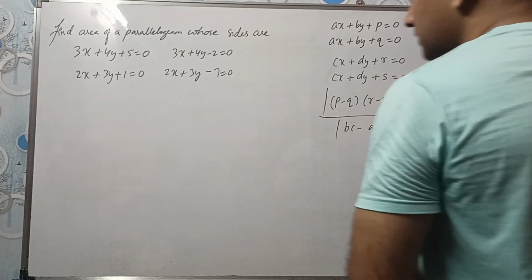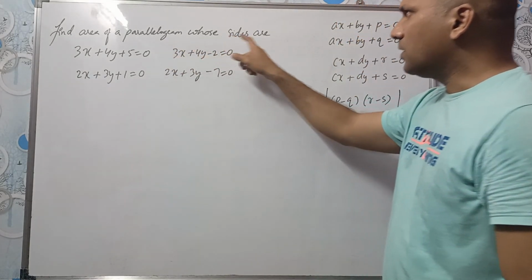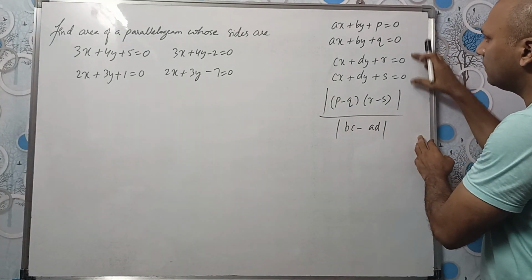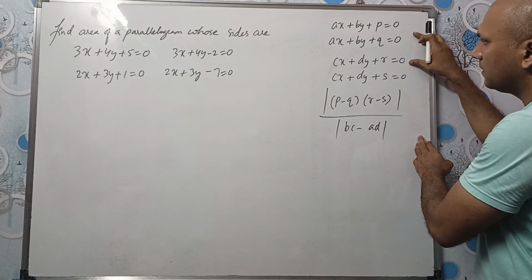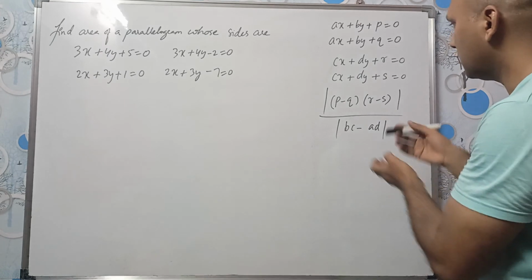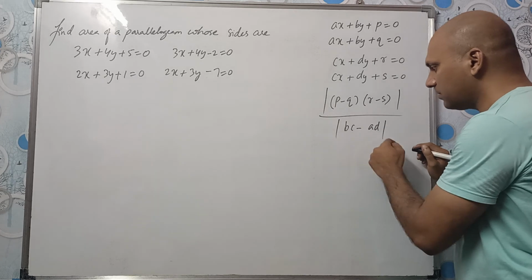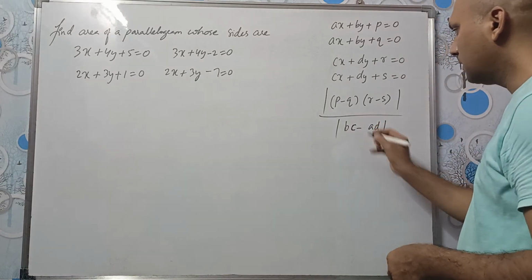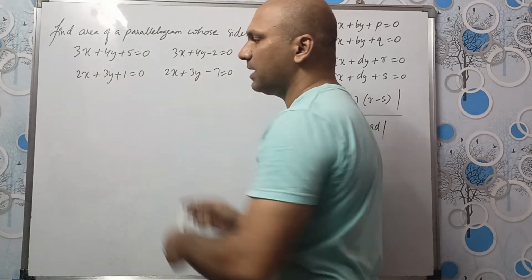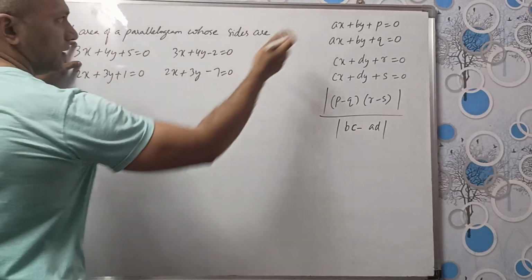Okay, let us solve this problem. This will be the last problem in this video. Find area of parallelogram whose sides are given like this. Just now we have derived a formula. If we have 4 lines, and if these 4 lines form 4 sides of a parallelogram, the area is given by p minus q multiplied by r minus s divided by bc minus ad. Here, these 2 lines are parallel to each other and these 2 lines are parallel to each other.